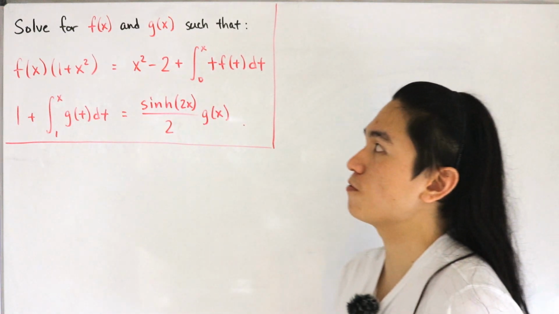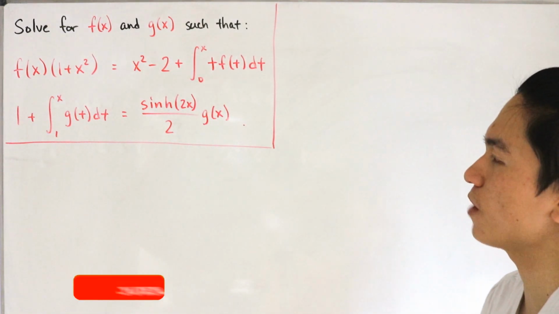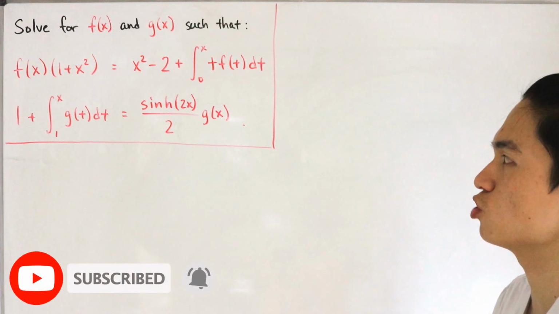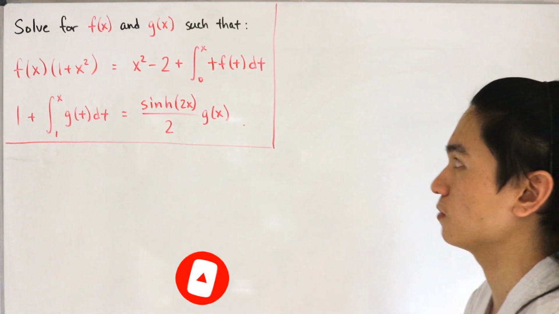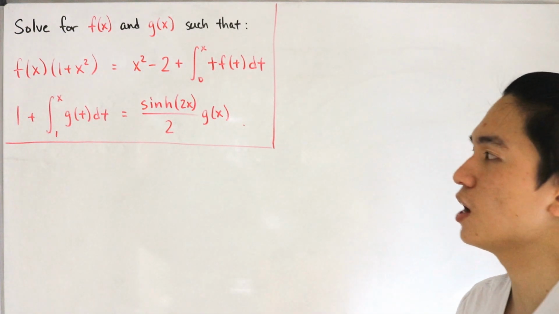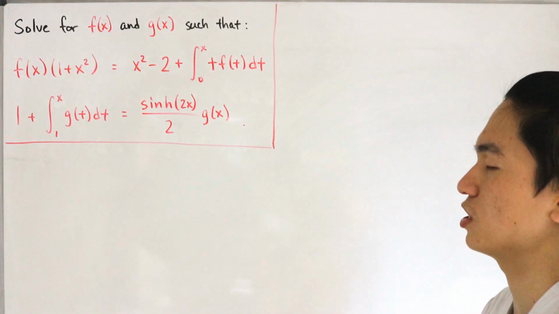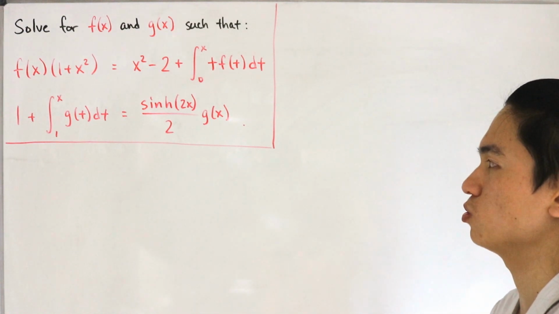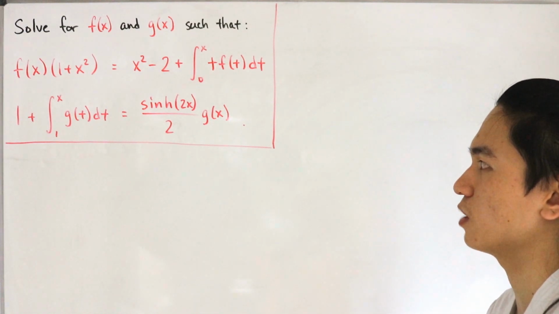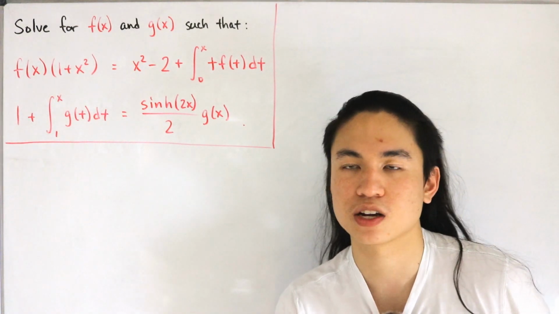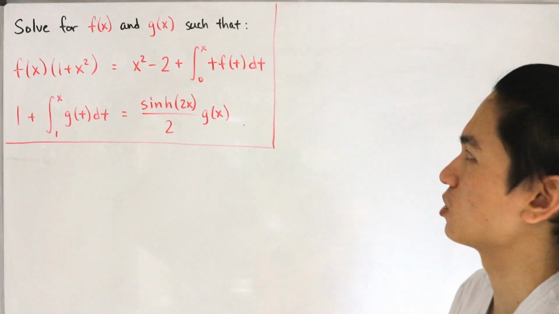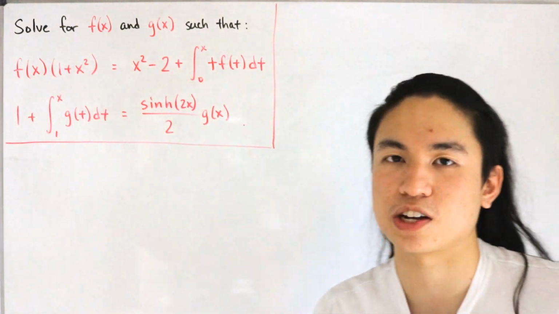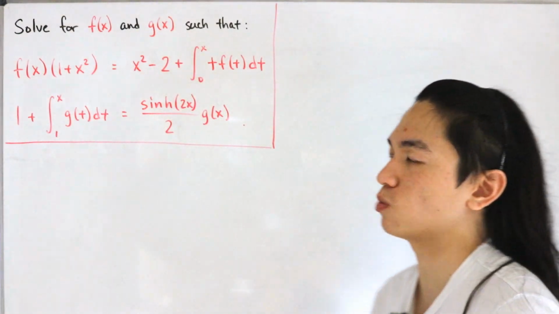We want to solve for f of x and g of x such that f of x times (1 + x squared) is equal to x squared minus 2 plus the definite integral from 0 to x of t times f of t dt. And then the second equation we have is 1 plus the definite integral from 1 to x of g of t dt is equal to the hyperbolic sine of 2x divided by 2 multiplied with g of x. So really no relation in between. We just find f of x that satisfies the first equation and then g of x for the second equation. Two separate functional equations we're working with.